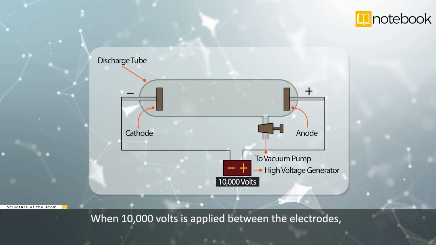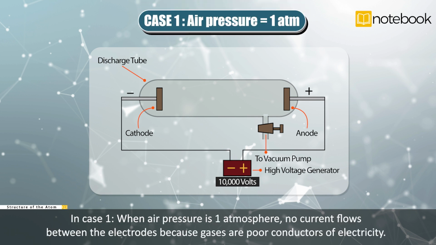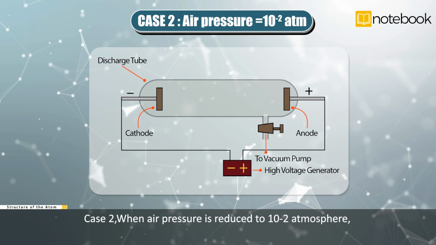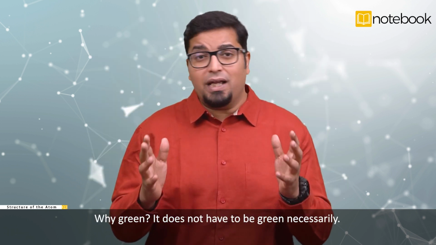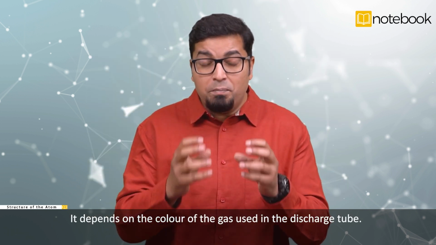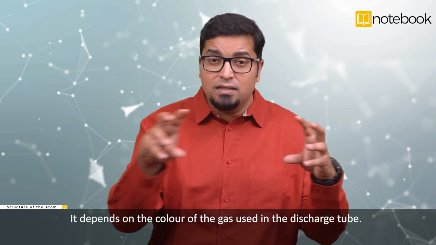When 10,000 volts are applied between the electrodes, in case 1, when air pressure is 1 atmosphere, no current flows between the electrodes because gases are poor conductors of electricity. In case 2, when air pressure is reduced to 10 to the power of minus 2 atmospheres, electric current starts flowing and a green fluorescent glow is observed behind the anode. Why green? It does not have to be green necessarily. It depends on the color of the gas used in the discharge tube.